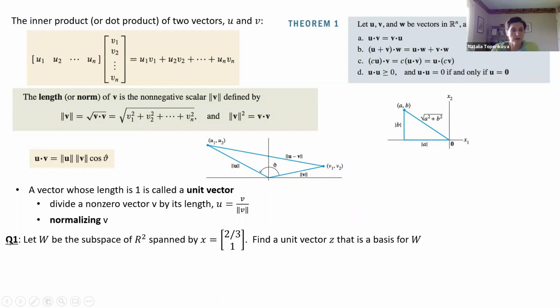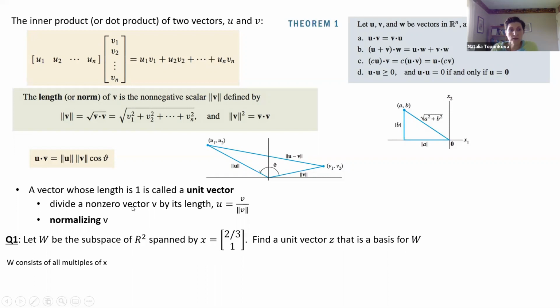Let's take a vector space W, which is a subspace of R2. And this vector space W is spanned by vector x with components 2 over 3 and 1. Let's find a unit vector z, which will be a unit basis for such a subspace W.